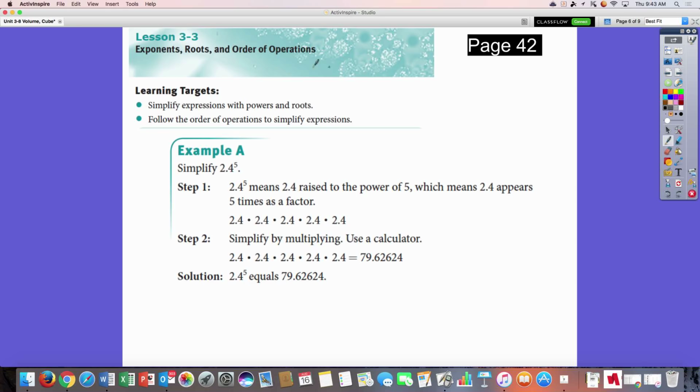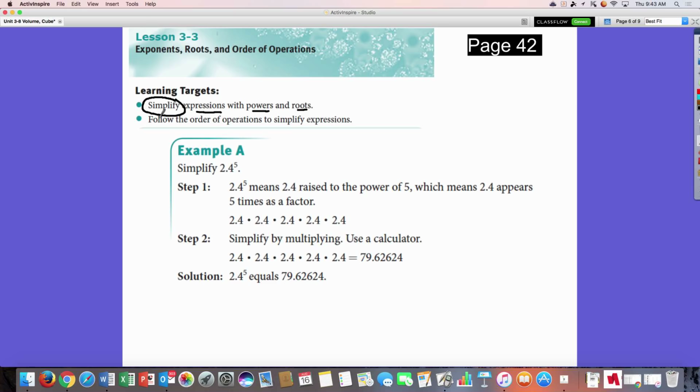All right, we're going to move on to another section, talking about exponents a little bit. We're going to simplify expressions, and they're going to have powers and roots. And we're going to follow the order of operations to simplify expressions. Simplify is another word for solve. Now, we've talked about a number squared. 3 squared means 3 times 3, right? We've talked about a number cubed. So 4 to the 3rd power, 4 cubed is 4 times 4 times 4.